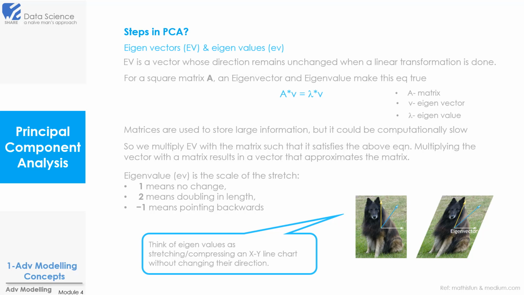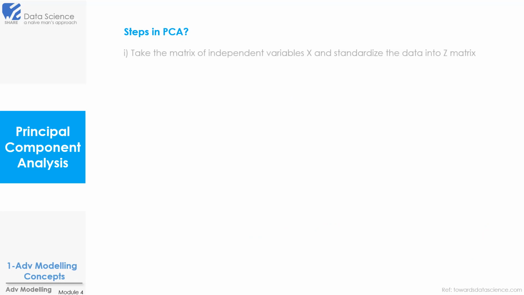Now let's see what are the steps involved in PCA. The first step in PCA is to take the matrix of the independent variable X and standardize the data into Z matrix. Then take the matrix Z, transpose it and multiply it by Z. This Z transpose multiplied by Z will give us the covariance matrix of Z.